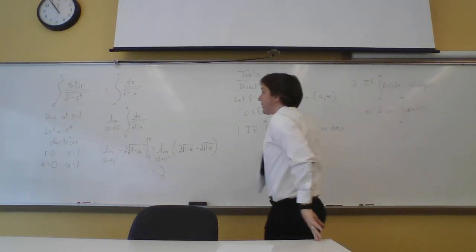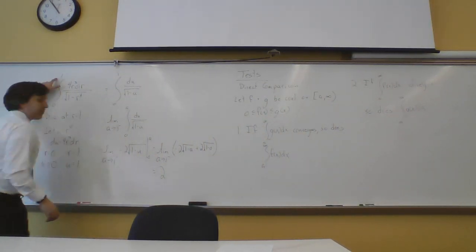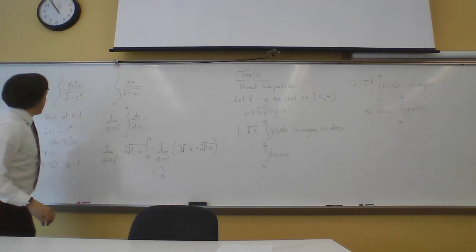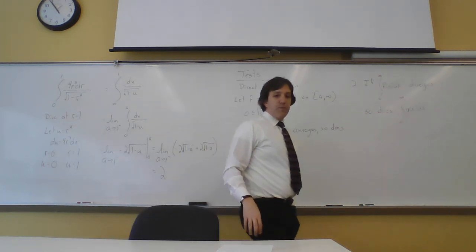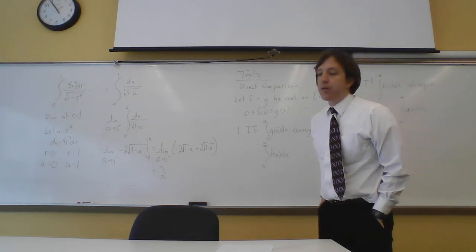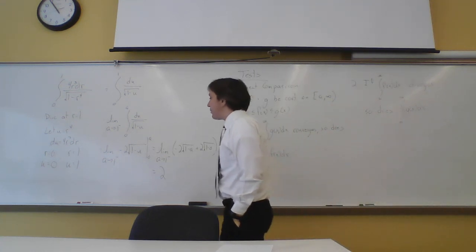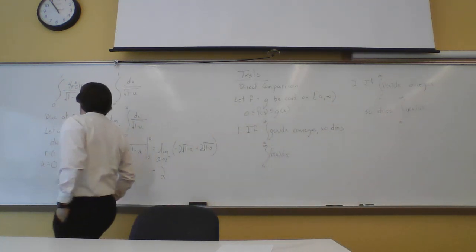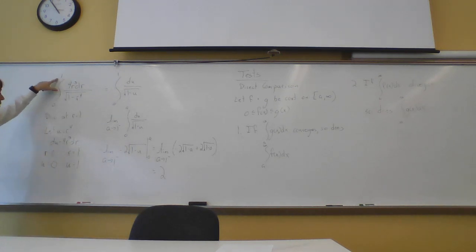All right, so let's look at this integral. The integral from 0 to 1 of 4r cubed dr all over the square root of 1 minus r to the fourth. Now we have a discontinuity when r is 1, right? If you plug in 1 here, the bottom blows up, so we can't do that.